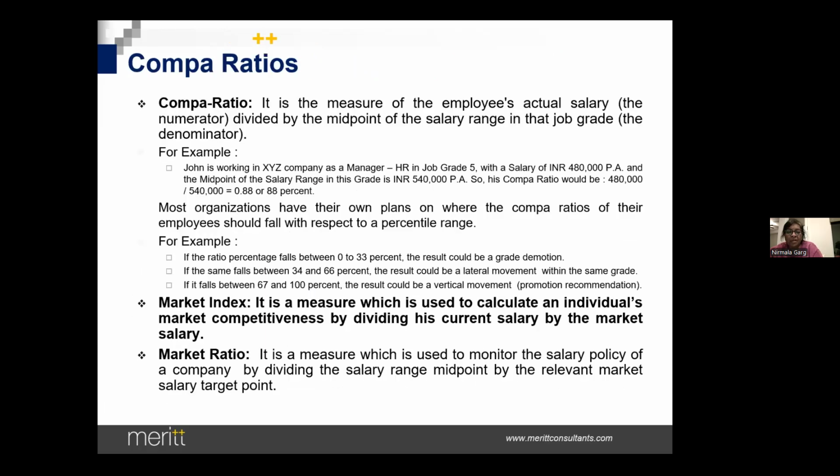So what's a comp ratio? Anybody who's heard of a comp ratio? Yes, ma'am. It is the employee's current salary divided by the median for that particular job. Very simple. Comp ratio is very simple. It is a ratio.